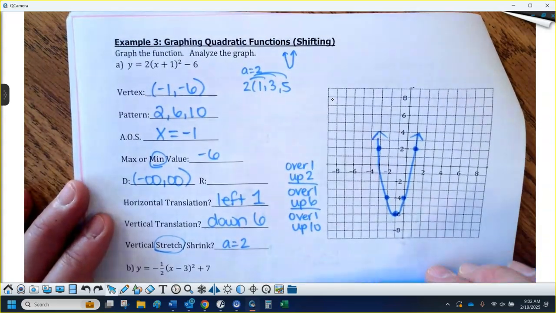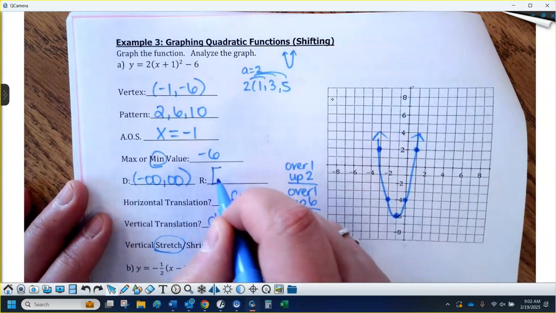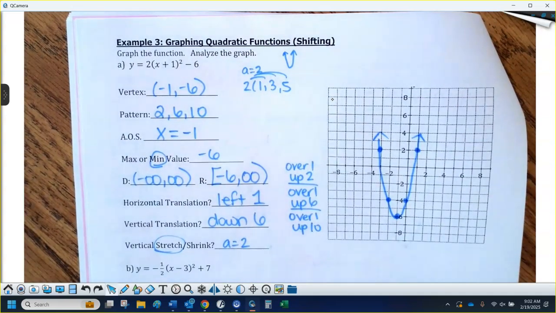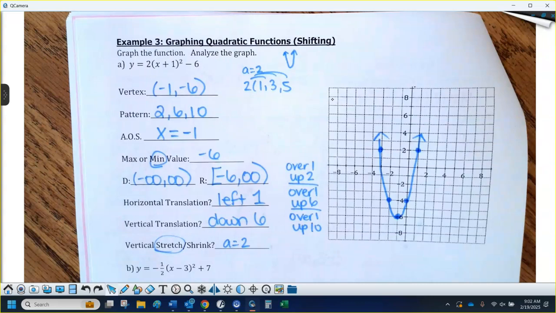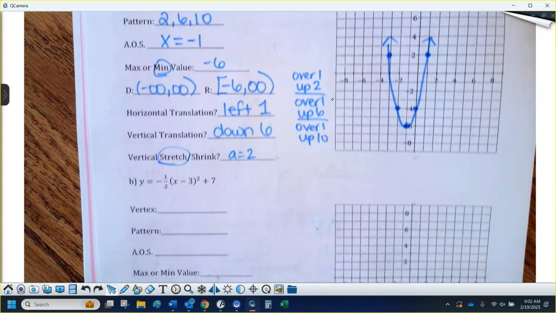Your range, you don't touch any part of that graph till you get to that -6. So it's bracket -6, and then it goes up forever to positive infinity. So we're just going through here and kind of doing a description of what we got going on. Okay, now I got one more.